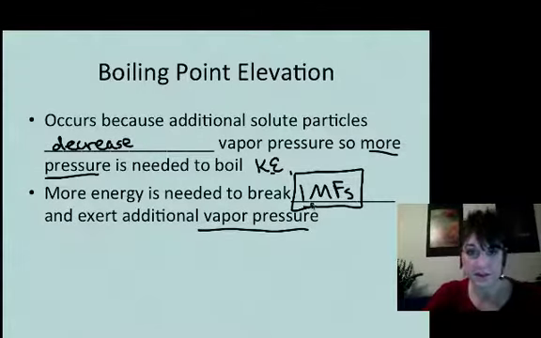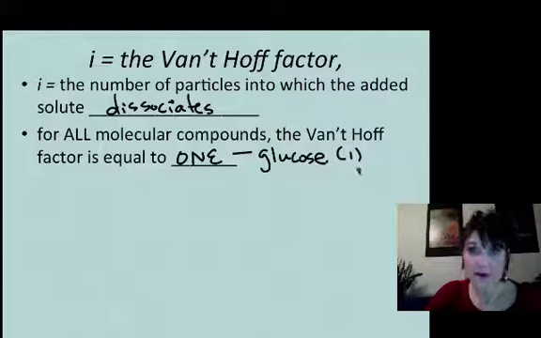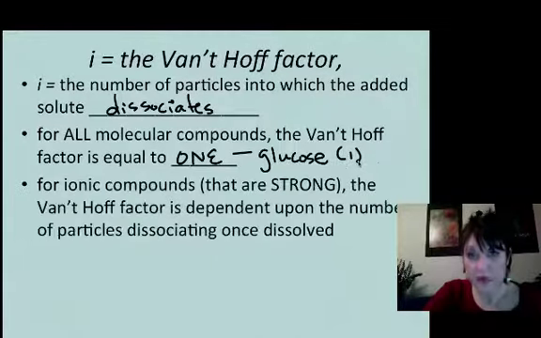Let's look at that van't Hoff factor. Little i is not for the square root of -1, not in chemistry class anyway. It's the number of particles into which the added solute dissociates when it's in solution. So this entirely depends on the solubility. For all molecular compounds, the van't Hoff factor is equal to 1. So for glucose, remember I said that's going to have only one particle in solution because it's a molecular compound. That's what molecular compounds do.